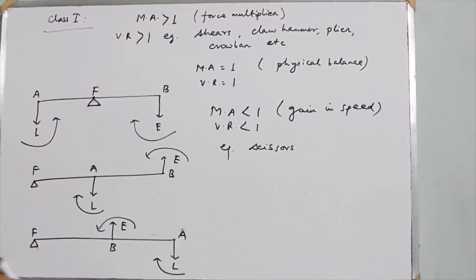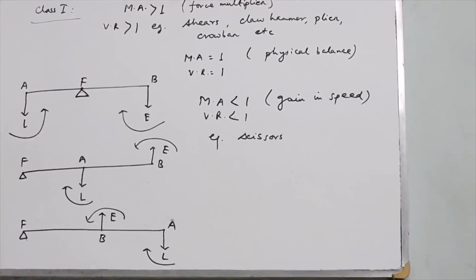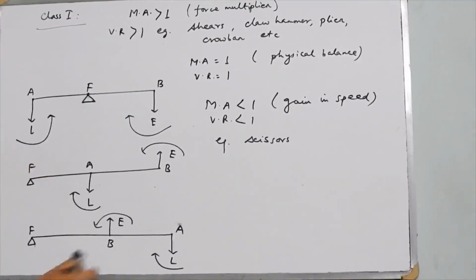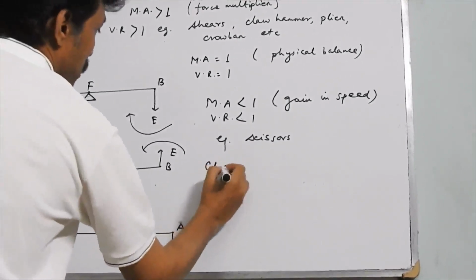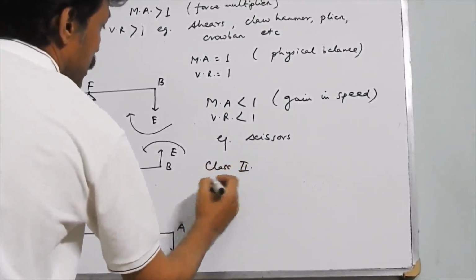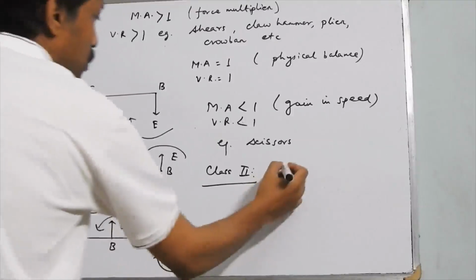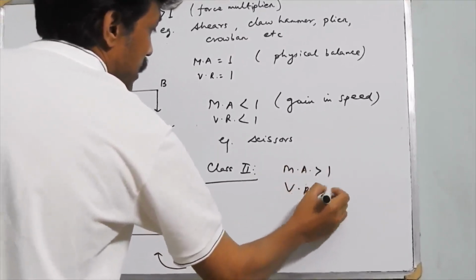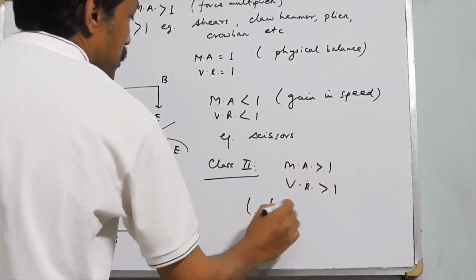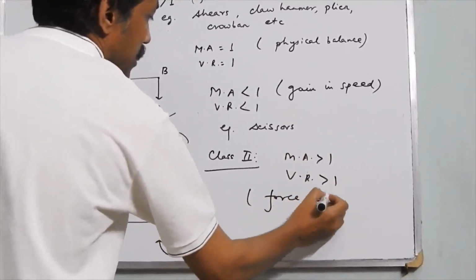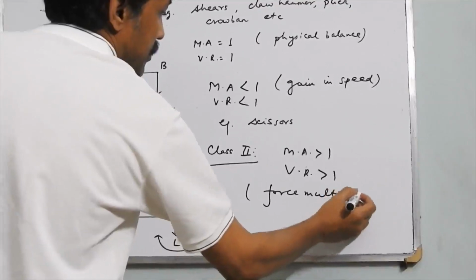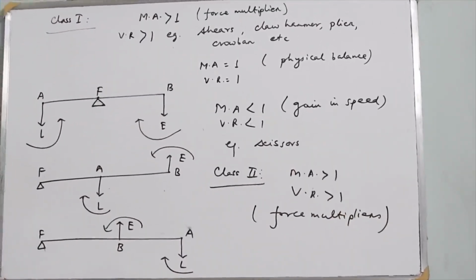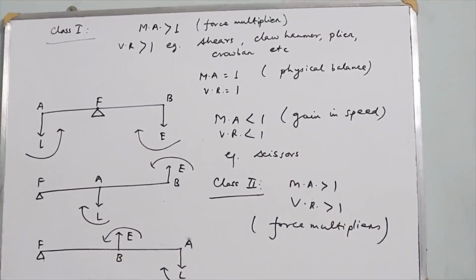So let us move on towards the class 2 levers. Now class 2 levers, as I have already discussed, have mechanical advantage always greater than 1. There is only one application of these. For all class 2 levers, mechanical advantage is greater than 1 and velocity ratio is greater than 1. They are purely used as force multipliers only. So by applying lesser effort, we can lift large loads.